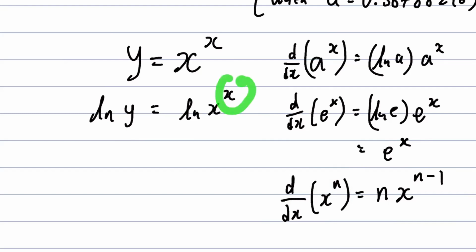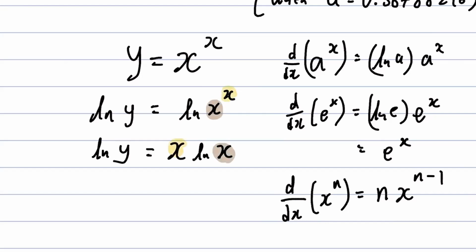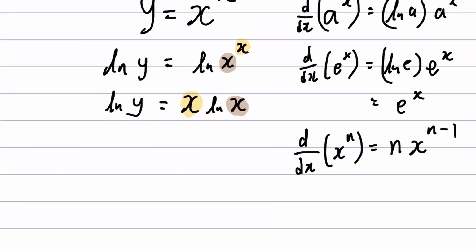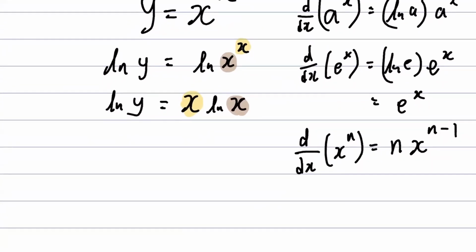Then what happens? The x here, power rule. Bring down. So x times ln x. I color code it. This one is the brown one, this one is the yellow one. Yellow one bring down. Then we can do implicit differentiation. How do you differentiate ln y? ln y is 1 over y. But don't forget, because this is implicit differentiation, we need dy by dx.